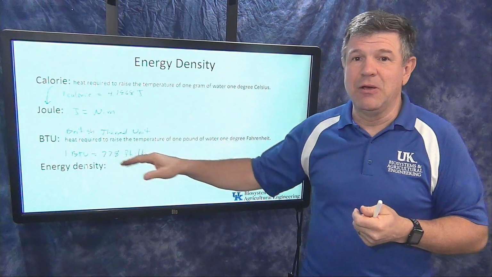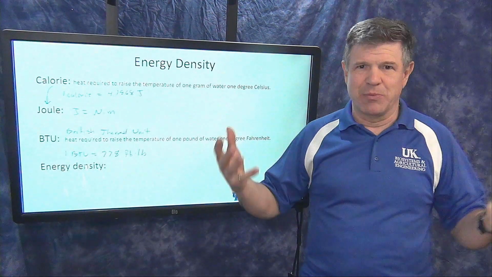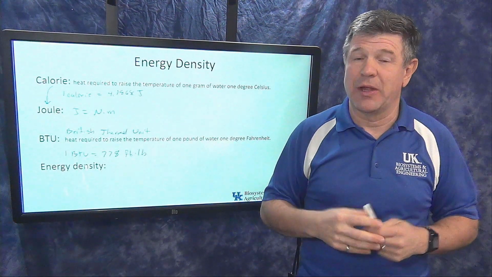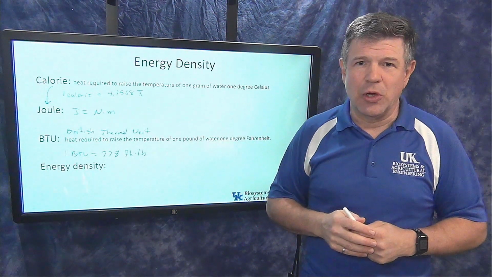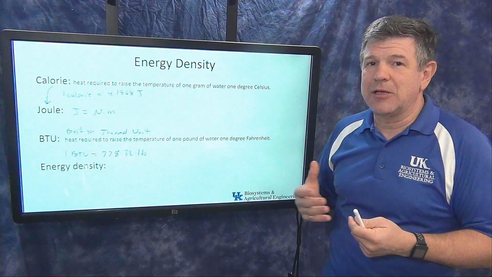So 1 BTU is 778 foot-pounds. That'll be a conversion. It'll be available on an equation sheet or something like that. It's a conversion that you can look up. So it is a definition. Okay? So that's energy. That's the content of the fuel.